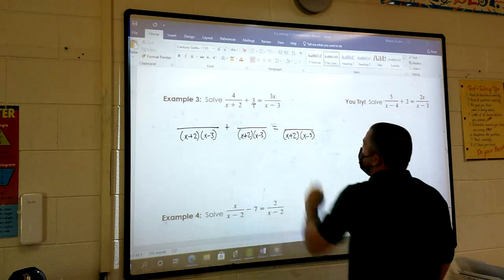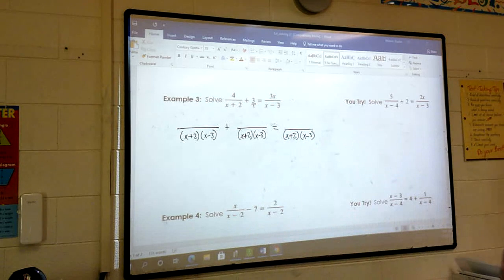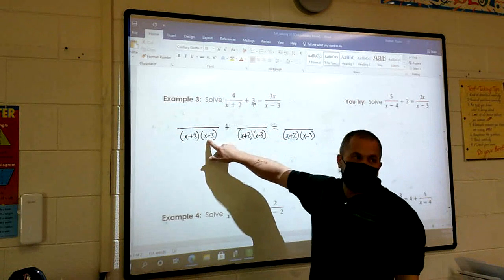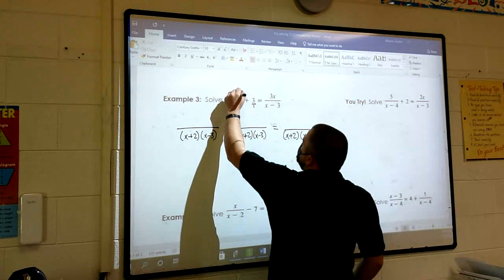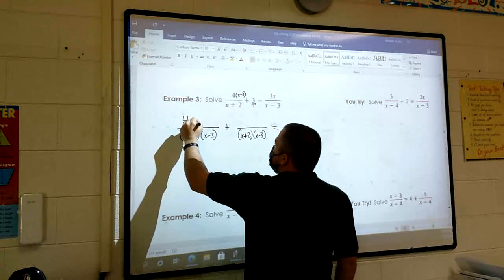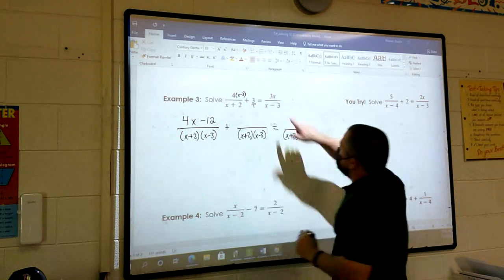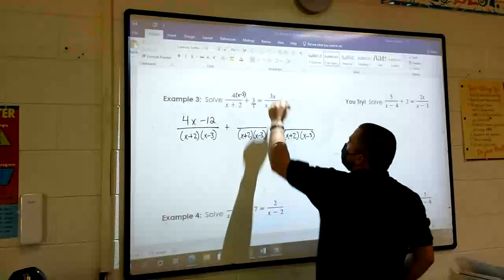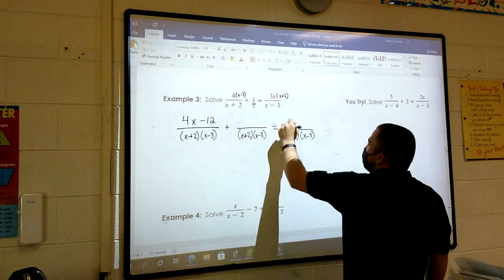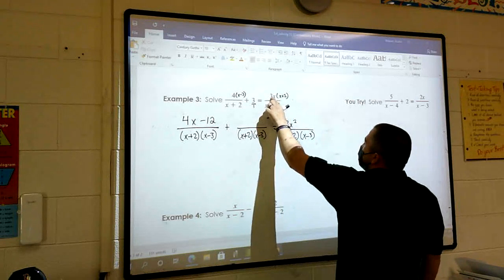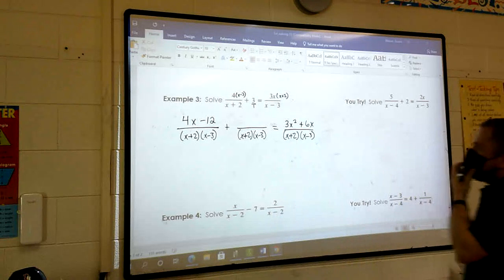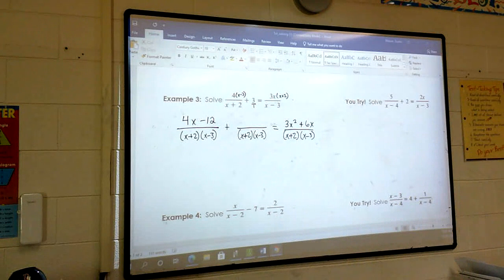Now, it's going to be easy for two of them probably, but not for the other one. For this first fraction, you just need to multiply by x minus 3. So we're going to do 4 times x minus 3. That's 4x minus 12. For this last fraction, it just needs x plus 2. So we're going to multiply 3x times x, that's 3x squared, and 3x times 2 is 6x. So those two weren't too bad. You just had to multiply by what it was missing.